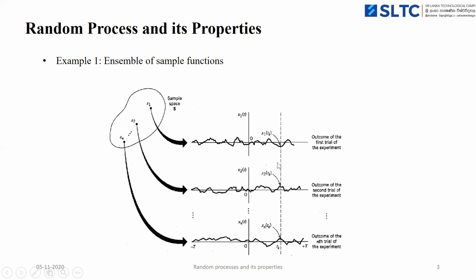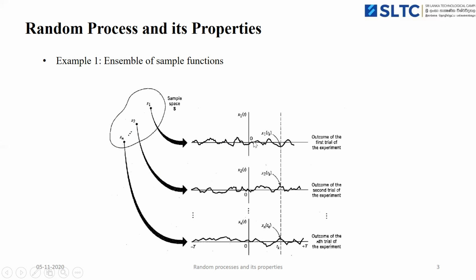So like that, in a random process, the outcomes are mapped into waveforms, which are functions of time, or we can call them sample functions. The outcomes of the sample space are mapped onto the set of sample functions. So each waveform we can call a sample function.